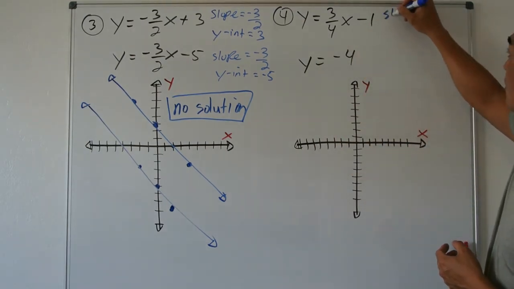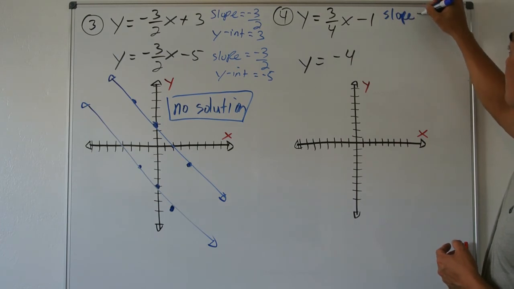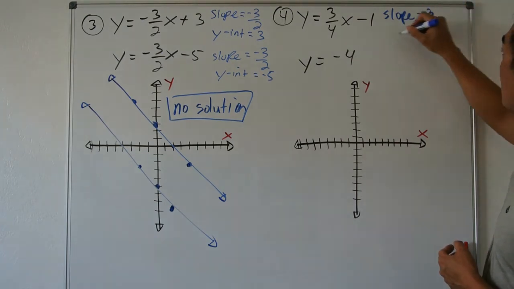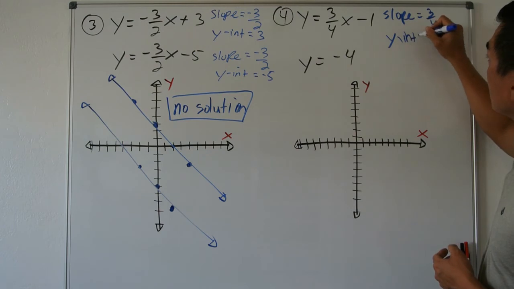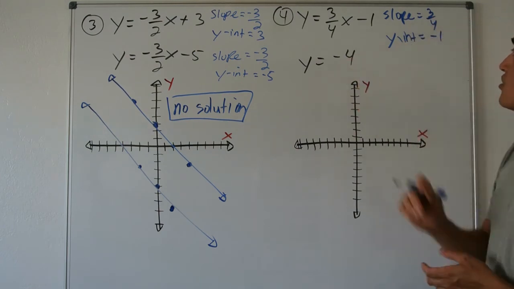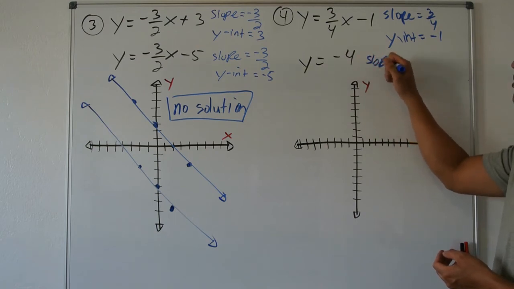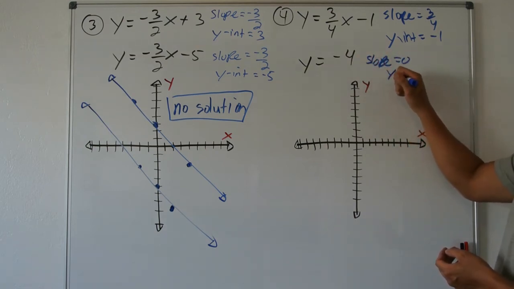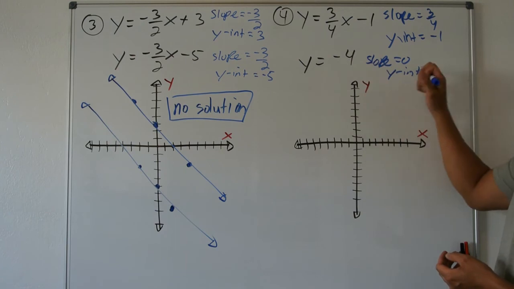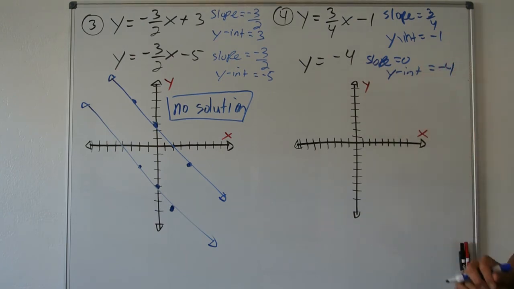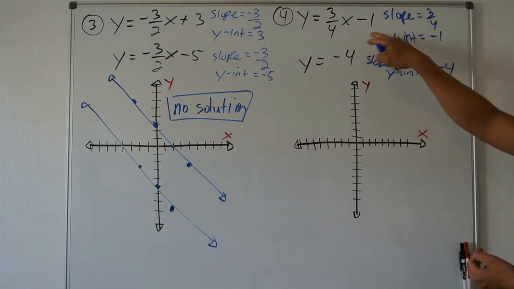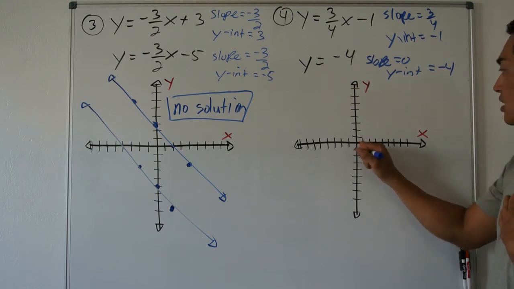Let's go and write down the slope, which is 3 over 4. The y-intercept is -1. This one here doesn't have an x, so therefore our slope is going to be 0. And our y-intercept is -4. Alright, let's go ahead and start with the first one. Again, I'm going to start at -1.